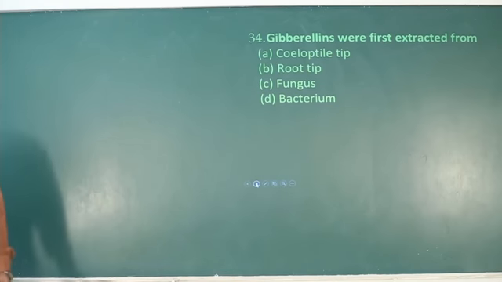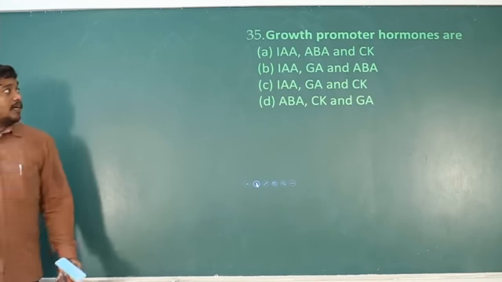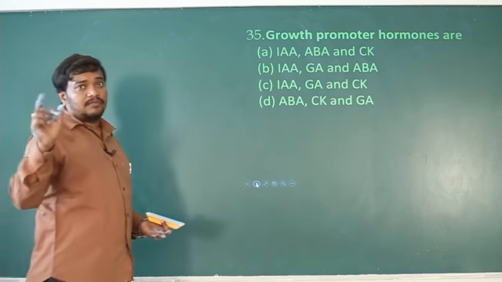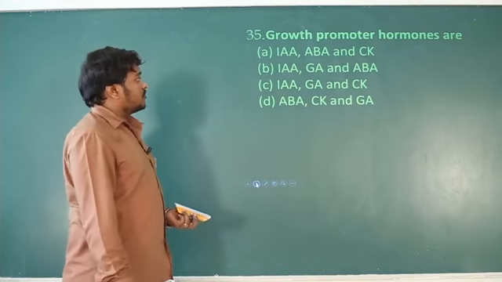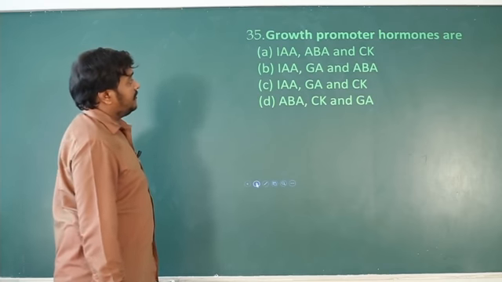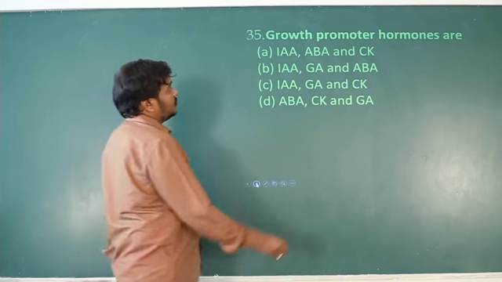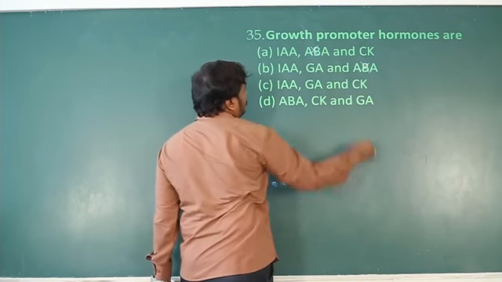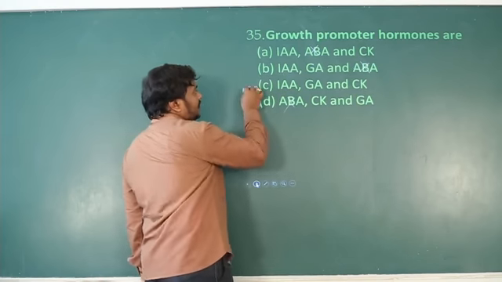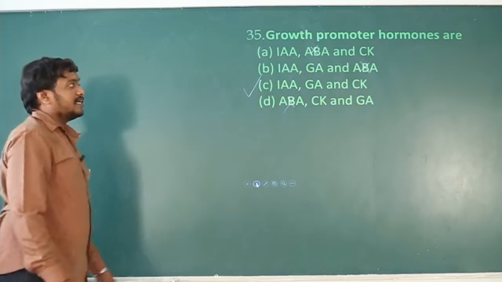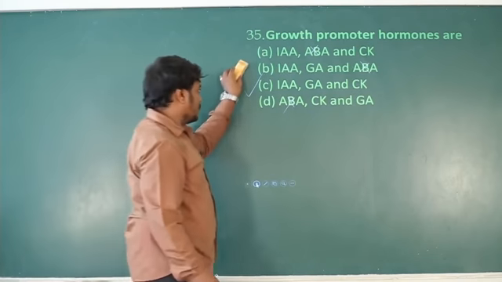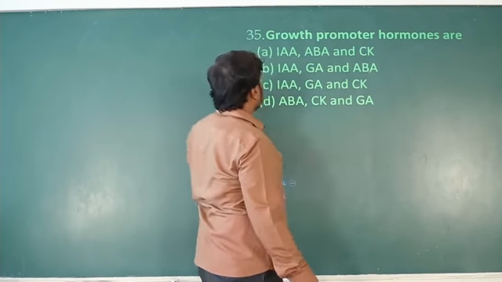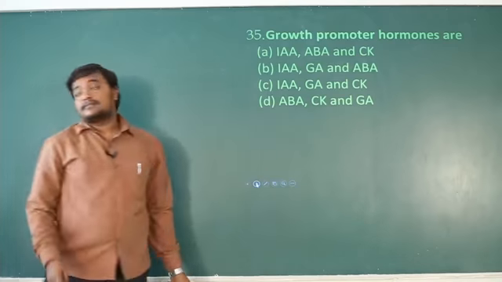Next, question number 35. Growth promoter hormones: auxin, gibberellin, cytokinin. I have to identify these. Options with ABA are not correct, since ABA is there. So this is the option: IAA, indole 3 acetic acid, gibberellic acid and cytokinin. So C is the right answer. Okay, next question.